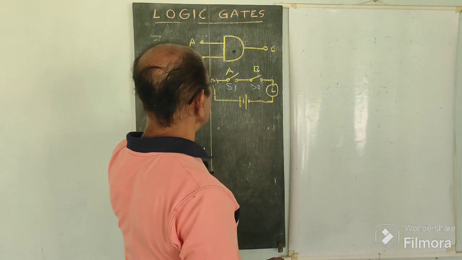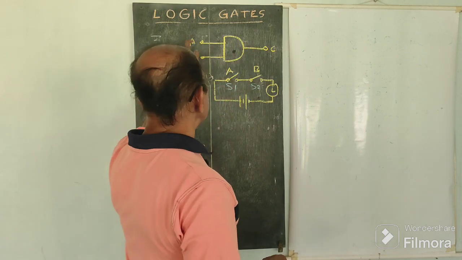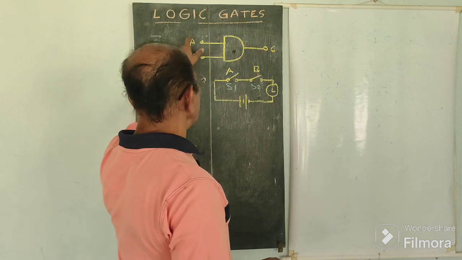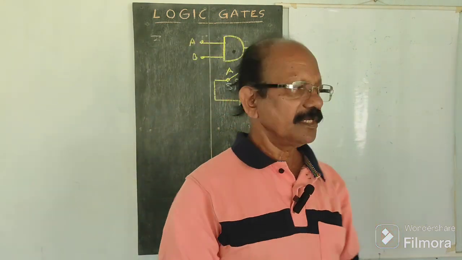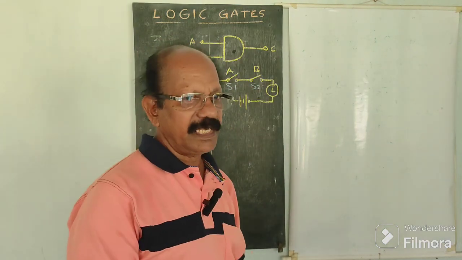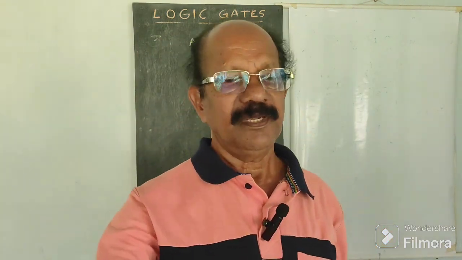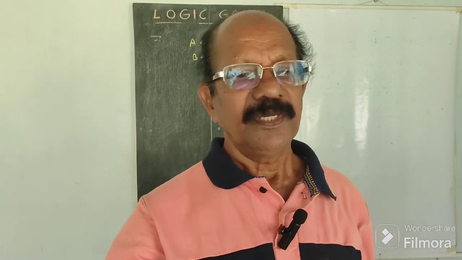This is 1 means this must be 1. Whatever the combination, 1 0 0 0 1 0, all the inputs must be high, then only the output will be high. That is the AND gate.